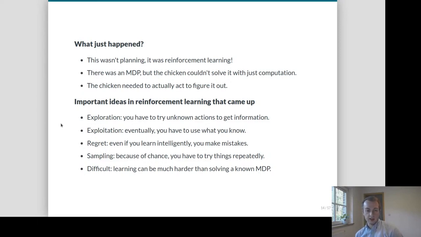The third idea is regret. So even if you learn intelligently, you make mistakes. It's not too obvious here, but the way it learned, the way it explored, maybe is suboptimal. So that means you will make mistakes and you will have to deal with that. The fourth idea is sampling. So because of chance, you have to try things repeatedly. It might be that you observed something, but this was just a statistical fluke. And if you try that same thing again, maybe the outcome would be different. So that means you have to retry the same actions several times in order to be certain that you have properly figured out the environment. And then, of course, it's difficult. So learning while acting is much more difficult than simply solving an already known Markov decision process.